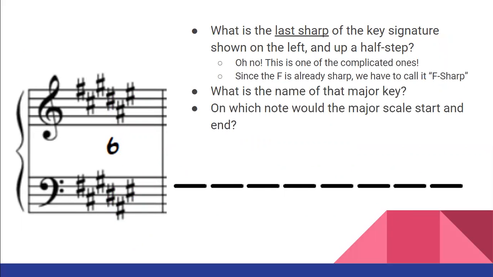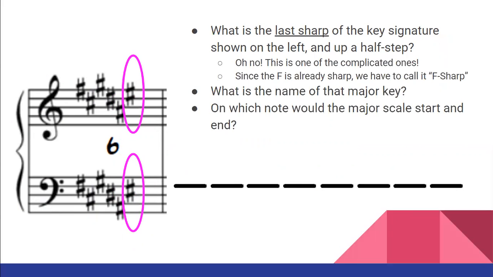What's the last sharp of this key signature? Remember, this is one of the complicated ones. Since there are 6 sharps, we have to pay close attention. The last sharp is E sharp. What is a half step up from E sharp? The answer is F sharp.